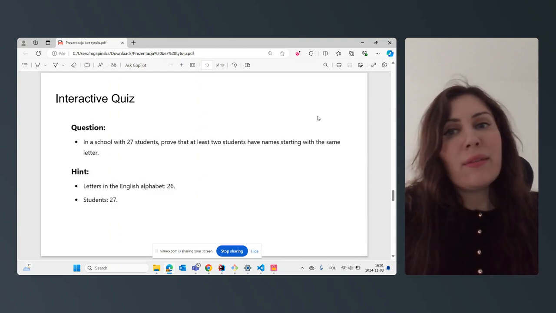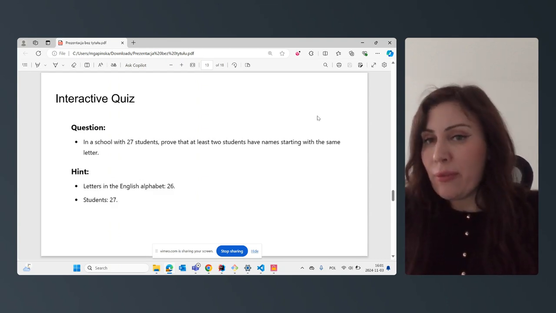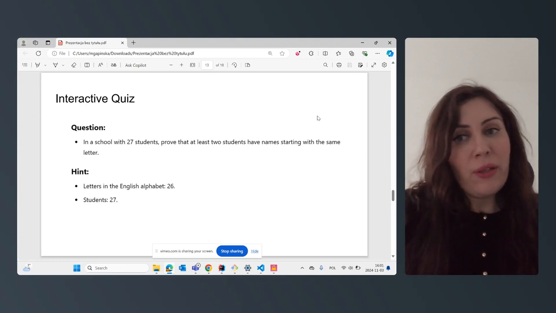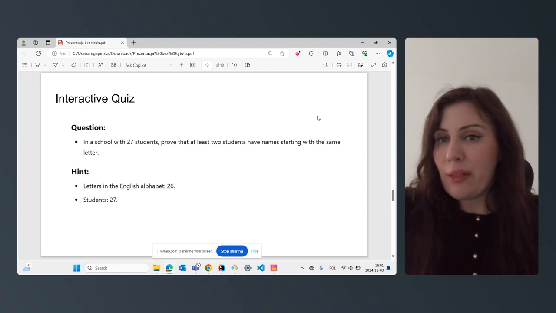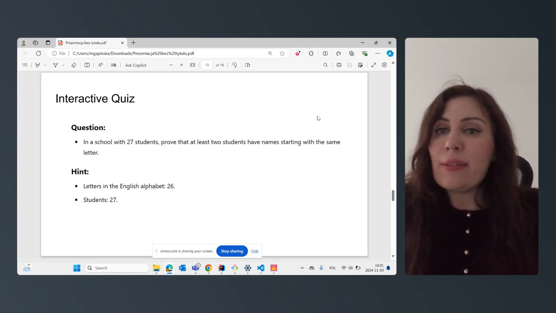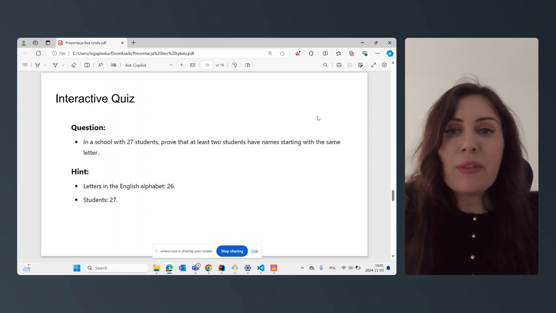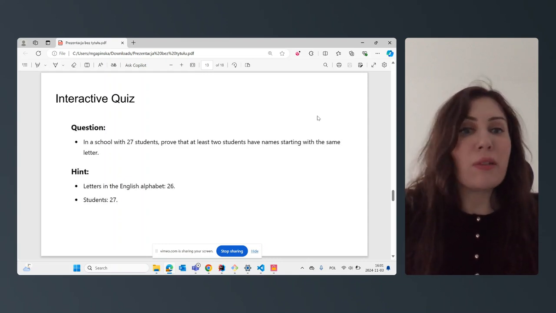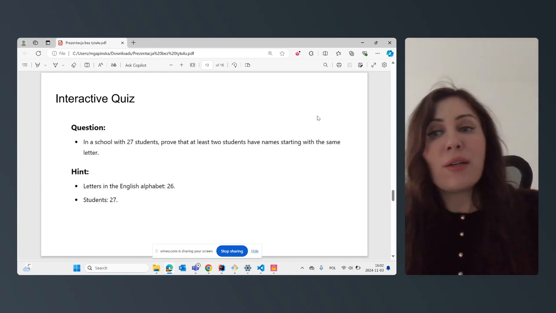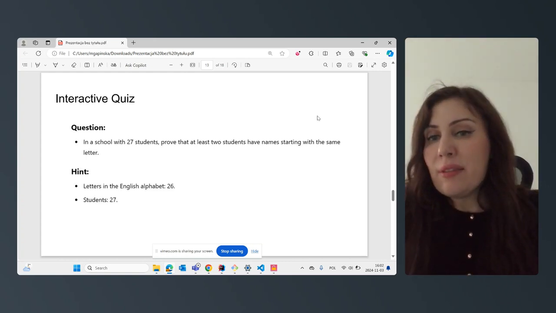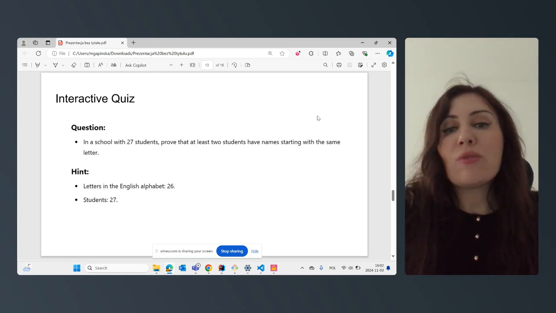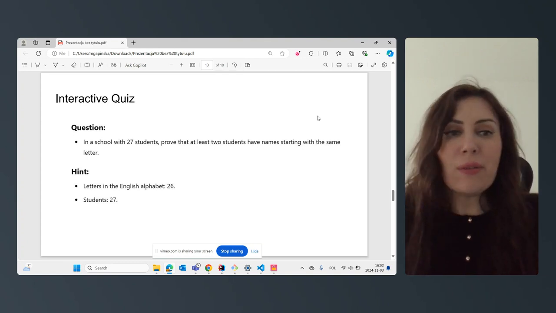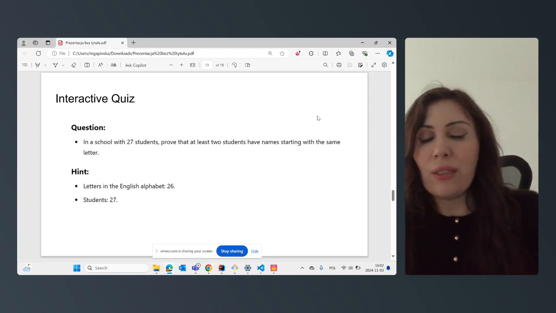And time for the interactive quiz. You may stop the video and try to solve this by yourself. The question is, in a school with 27 students, prove that at least 2 students have names starting with the same letter. And there is a hint. Letters in the English alphabet: 26. And the students: 27. You can try to solve this, and let's go into the answer.